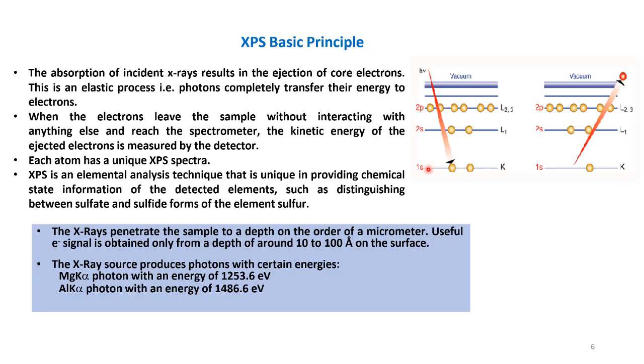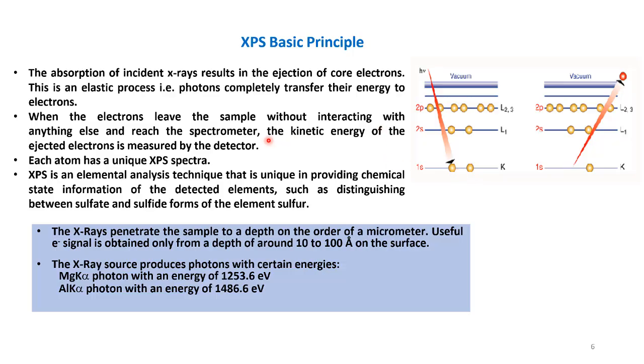So the basic principle is at different levels, like K, L1, L2, L3 again. So these are different energy levels or shells, and when the electron is knocked out from the sample, that energy we are trying to detect. So the absorption of incident X-ray results in the ejection of a core electron. The core electron gets ejected, and this is an elastic process, that is, photons completely transfer their energy to electrons. When the electrons leave the sample without interacting with anything else, then it reaches the spectrometer.